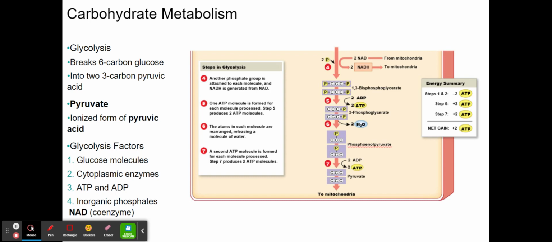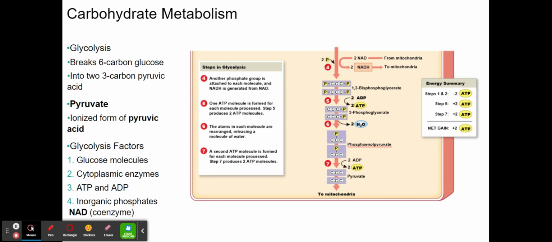Glycolysis requires: 1. glucose molecules, 2. appropriate cytosolic enzymes, 3. ATP and ADP, 4. inorganic phosphates, and 5. NAD, or nicotinamide adenine dinucleotide, which is a coenzyme that removes hydrogen atoms during one of the enzymatic reactions. Recall from A&P 1 that coenzymes are organic molecules that are essential to enzyme function. If any of these participants is missing, glycolysis cannot take place.